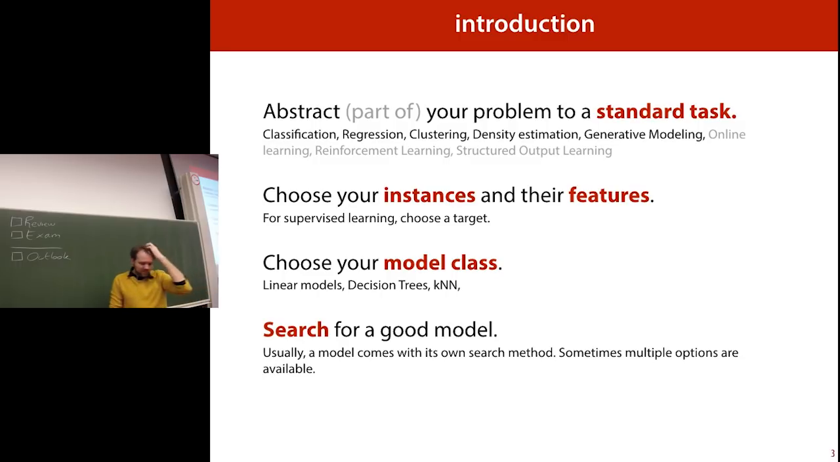in the other lecture room during the introduction, and I showed you this slide, which is the basic machine learning recipe. So I hope this is now very familiar material to you. Basically, if you have a problem that you think might be solved by machine learning, you translate it into a machine learning problem in this way. You abstract it to some standard tasks, like classification or regression. You choose your instances and your features, choose your model class, and you run a search for a good model. So it's a basic approach to machine learning.